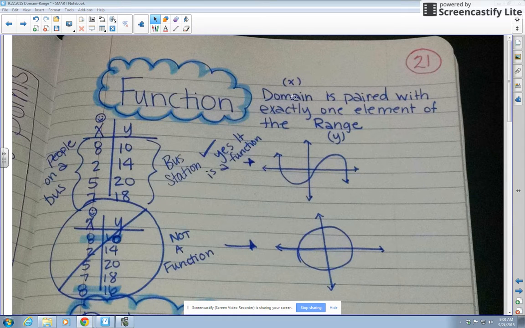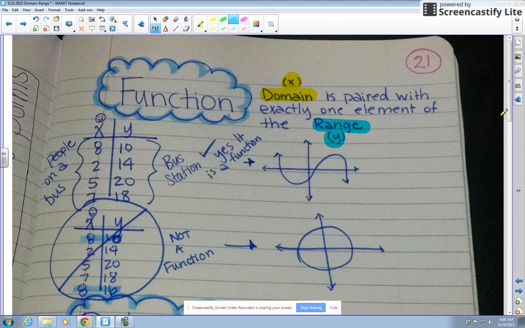Function. The definition for function is that each element of the domain is paired with exactly one element of the range y, where domain is your x. And we put that in parentheses to remind us that domain does in fact mean x, and our range does mean y, just to help us remember that.